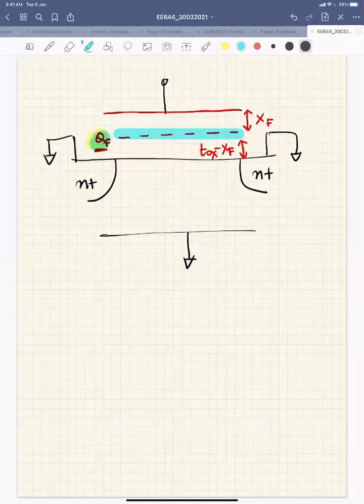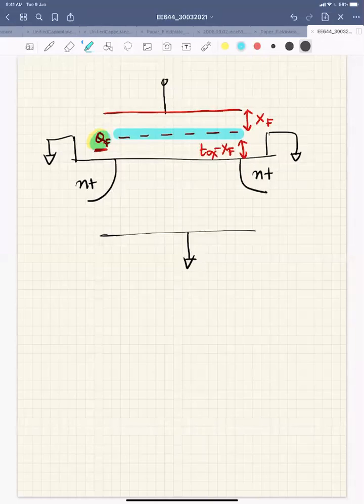Anybody? The drop across the oxide will increase. Okay, so why will there be more drop in the oxide? Because now there will be electric field inside the oxide also. No, the electric field was there earlier too, right?